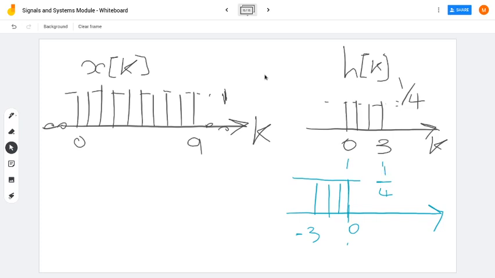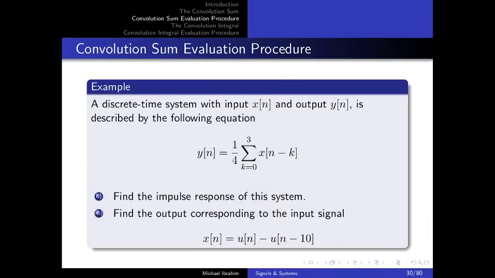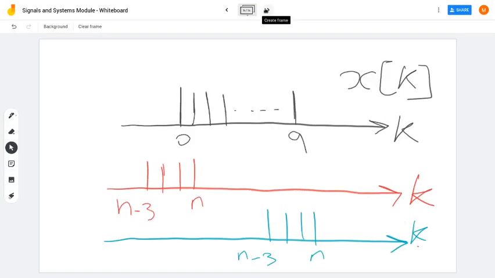And then we will do the shift. The shift will basically make this 0 to be n, and minus 3 will be n minus 3. And all will have the weight of 1 over 4. This is h of n minus k. And now we are ready to do the convolution summation. So now that we have x of k, and this is h of n minus k, now we can do the convolution sum.